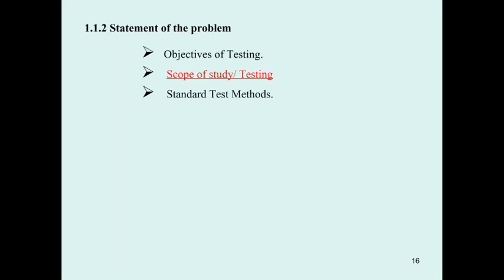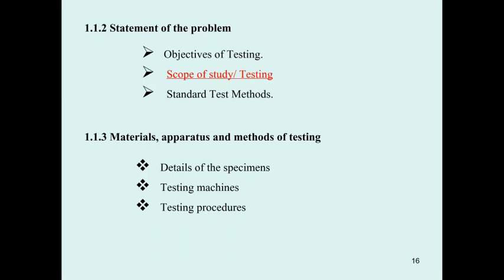The second part you copy from the lab manual is the statement of the problem: the objective of the test, the scope of the test, and the standard test method. And the other things, the material, apparatus, and method of testing, can also be copied from the lab manual. Okay, for this slide, just make a copy from the lab manual.